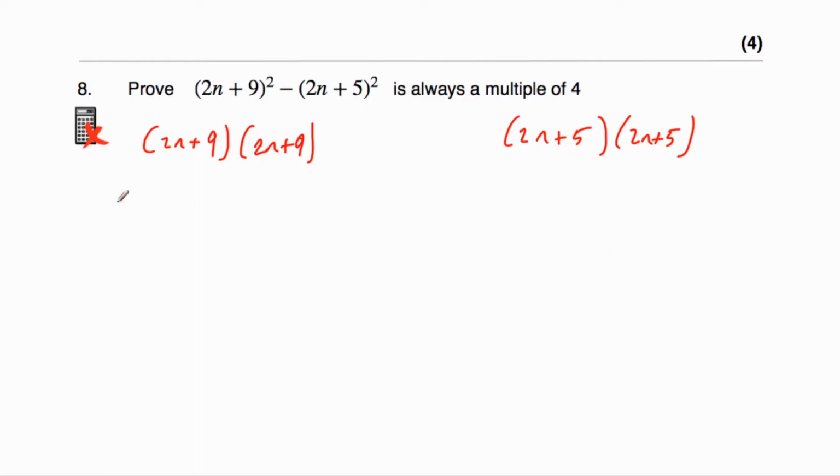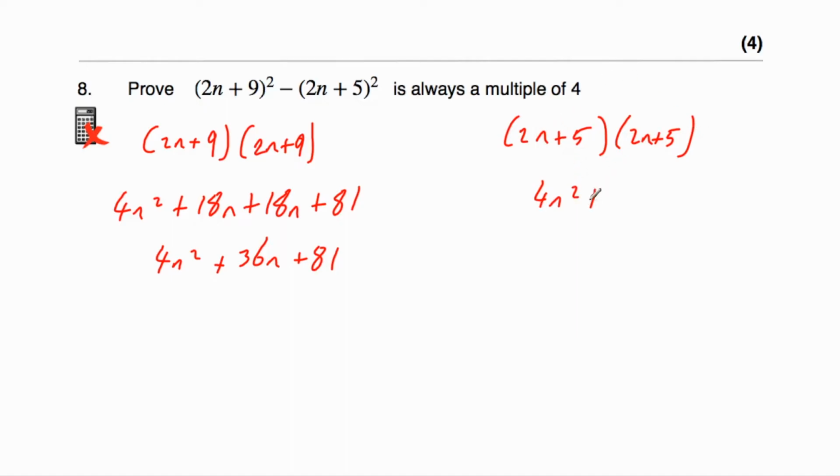We've got 2n times 2n, that's 4n squared. We've got 2n times 9, that's going to be plus 18n. We've got 9 times 2n, that's plus 18n. And then we've got 9 times 9, that's going to be plus 81. Whenever we simplify this, we've got our 18n plus 18n, that's 36n. So we've got 4n squared plus 36n plus 81. Now if we expand our second pair of brackets, we've got 2n times 2n, that's 4n squared. 2n times 5, that's going to be plus 10n. 5 times 2n, that's plus 10n. And 5 times 5 is 25. Now if we simplify this, that would give us 4n squared plus 20n plus 25.